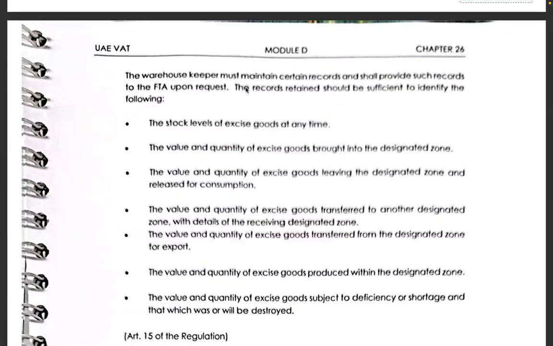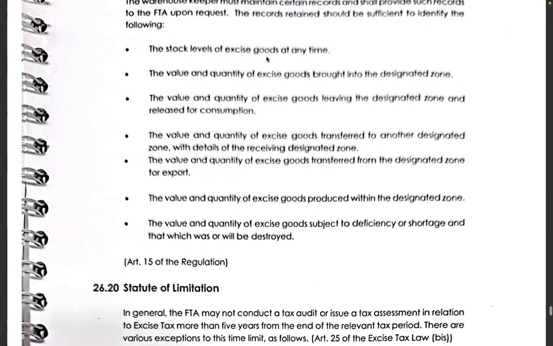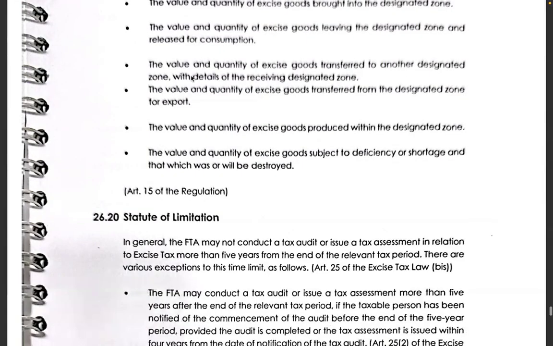The warehouse keepers must maintain certain records and shall provide such records to the FTA upon request. Here the responsibilities of warehouse keepers have also come in. The records retained should be sufficient to identify the stock levels of excise goods at any time, the value and quantity of goods brought into the designated zone, the value and quantity of excise goods leaving the designated zone and released for consumption, the value and quantity of excise goods transferred to another designated zone with details of the receiving designated zone, and the value and quantity of excise goods transferred from the designated zone for export.